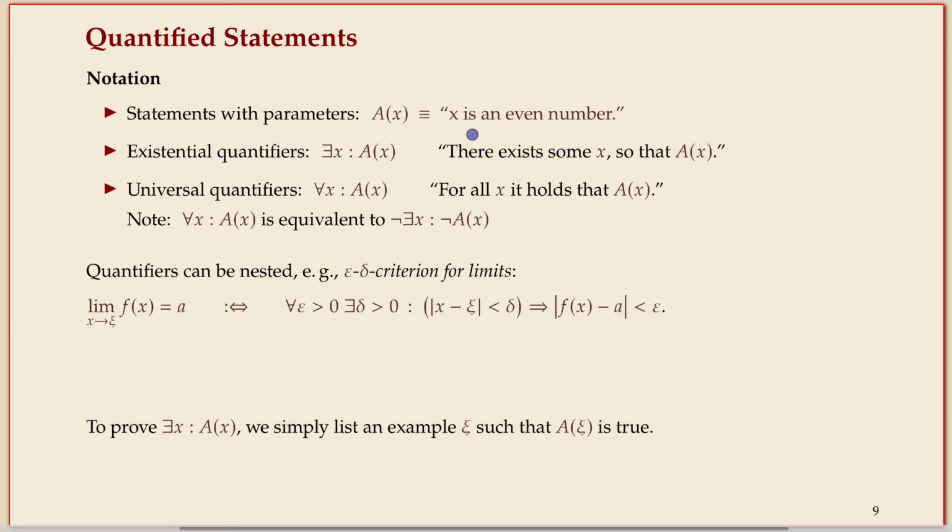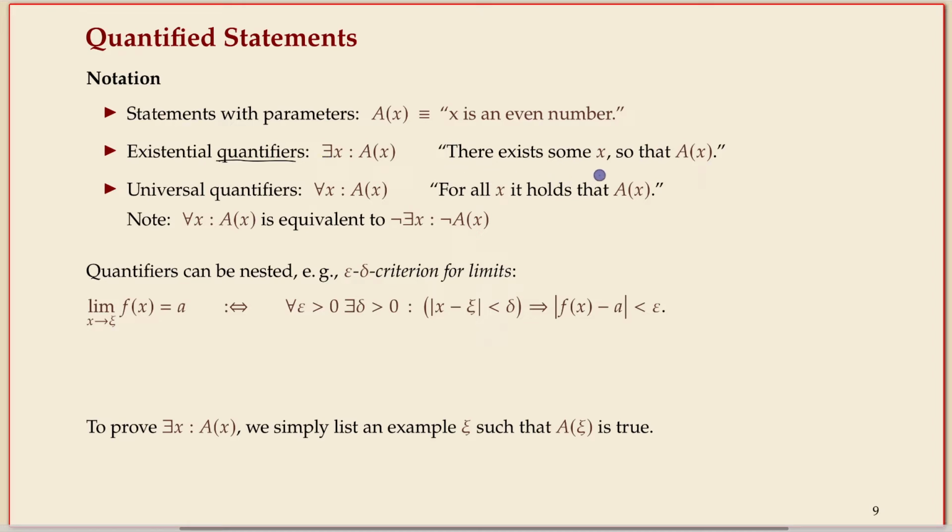But the statement A of x itself, if you want, is more like a function. For every value of x, it tells you a Boolean value, a truth value, yes or no, true or false. But not by itself is it true or false. We can turn it into a logical statement that has a true or false value using these quantifiers. And they basically tell you what you're supposed to do with this variable x. And there's two that are really useful. Existential and universal quantifiers.